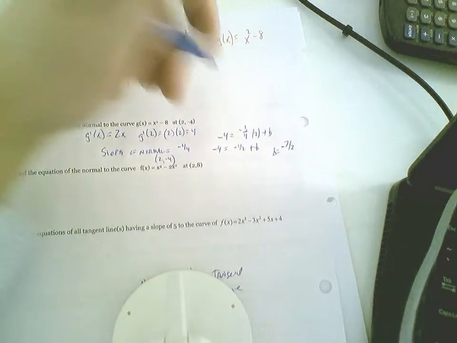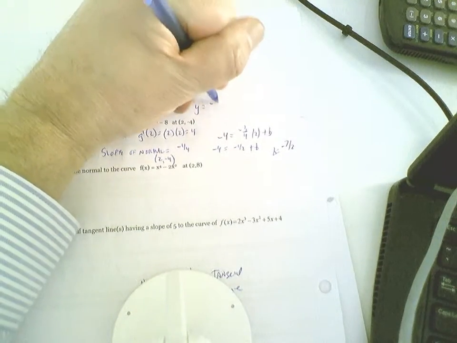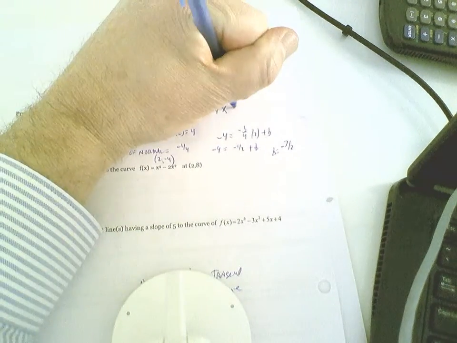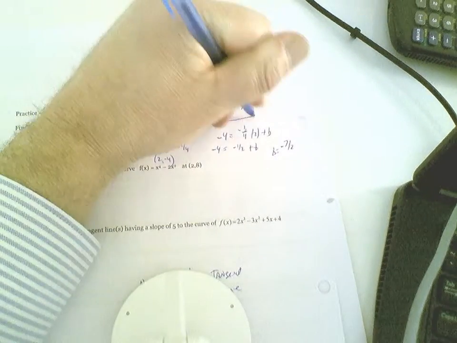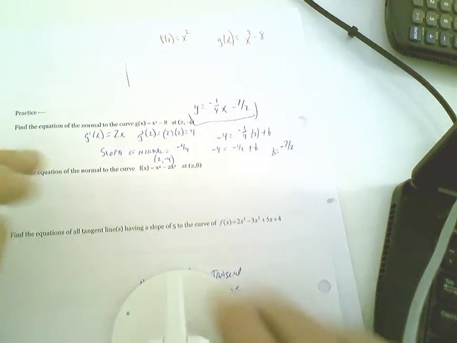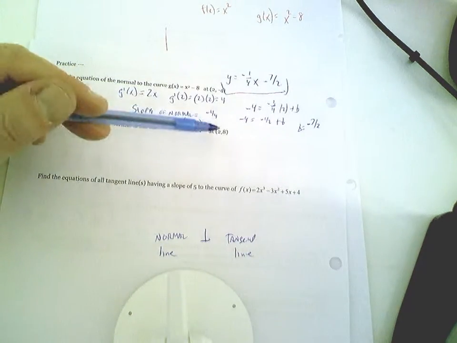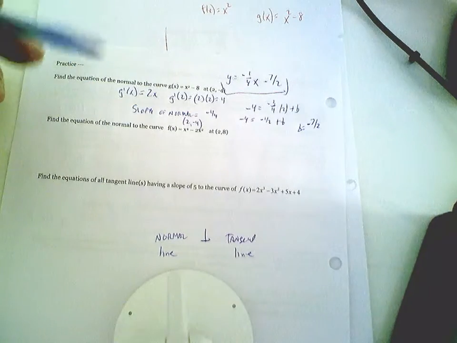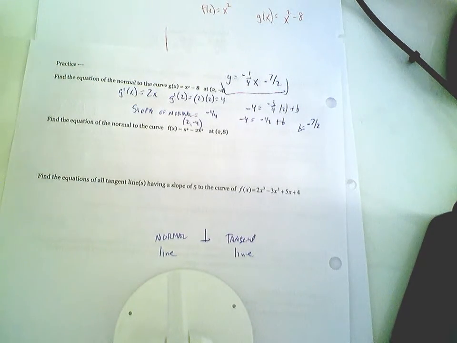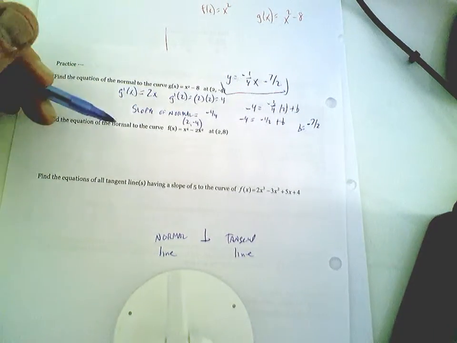That equation will be y equals negative 1/4 x minus 7/2. Right, let's do another one. Find the equation of the normal to the curve x to the 4th minus 2x squared at the point (2, 8). Same process. Let's do it.